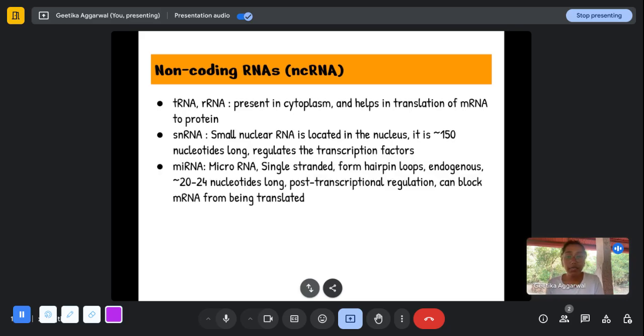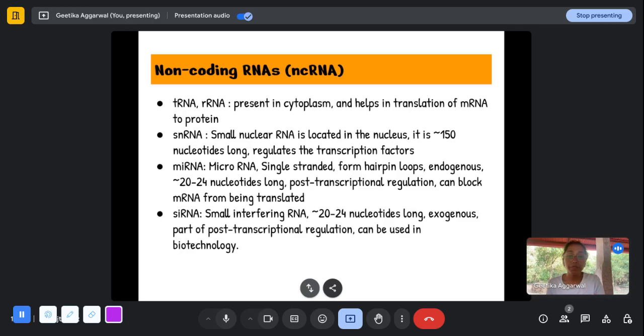Then there are microRNAs, miRNAs. They are single stranded RNAs. They usually end up forming hairpin loops by folding upon themselves. They are endogenous, which means that they are produced inside the cell. And they're about 20 to 24 nucleotides long. They have a role in post transcriptional regulation, which we'll be discussing in the next slide. And they can block mRNA from being translated. So they can block the mRNA that has actually left the nucleus and is in the cytoplasm from being translated.